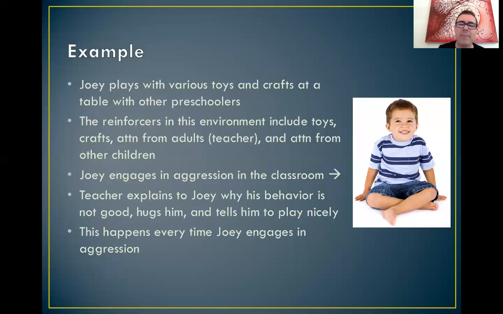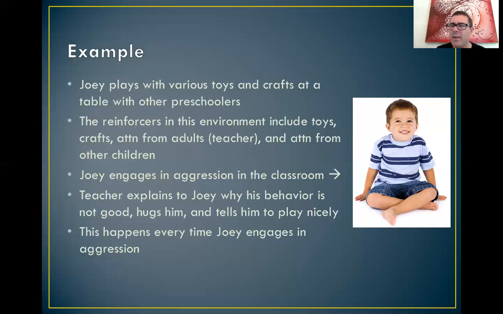And then this happens every time Joey engages in aggression, suggesting that if we were there to observe and do a functional assessment and take data on ABC, we would always see, okay, A is Joey's playing, B, he engages in aggression, C, the teacher comes, explains why he shouldn't do this and gives him a hug.